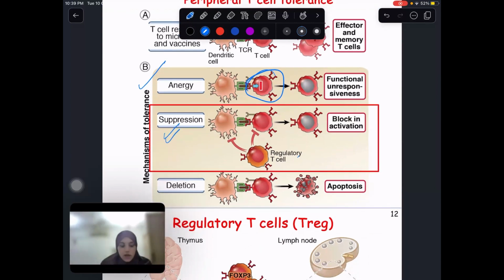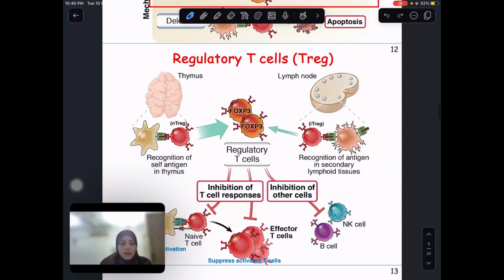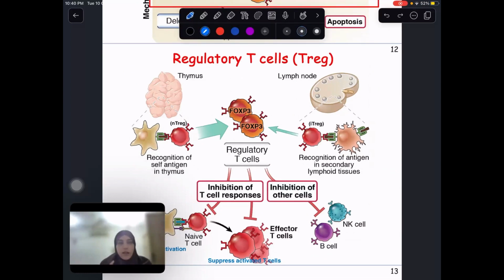Suppression. I told you guys suppression is the involvement of the Treg, the regulatory T cells. Regulatory T cells will suppress. They will suppress in two different ways. That's why there's two different arrows you can see here, meaning there's two different pathways. Either it releases cytokines or uses inhibitory receptors as well. Okay? Now let's talk about regulatory T cells. As I mentioned, regulatory T cells are formed when they are recognizing the self-antigen weakly. So recognition of self-antigen, weakly. The self-antigen recognition weakly can happen in what? Two different places, either in the thymus or in the lymph nodes.